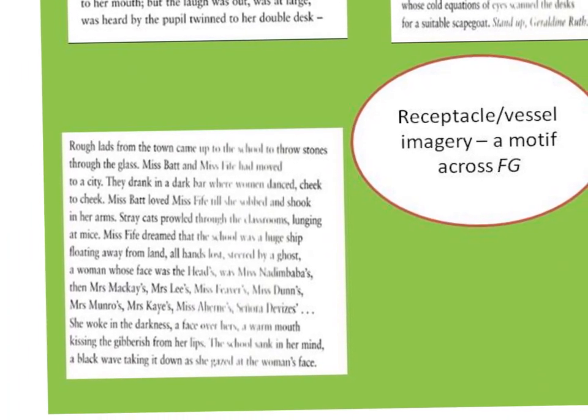A final take on receptacles here, or vessels. We have a moment here where Miss Fife is having a nightmare. It's another dream that we have here. Miss Fife dreamed that the school was a huge ship floating away from land, so all at sea, deserted, astray, all hands lost, steered by a ghost, a woman whose face was the head's. So nightmarish stuff here. And then we have a little vision of all the other staff, and then this ellipsis here as she drifts back to consciousness and wakes up.